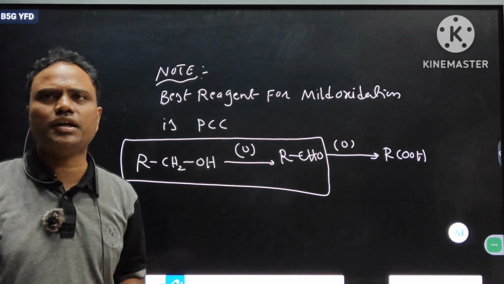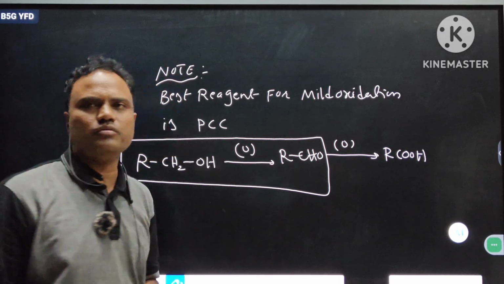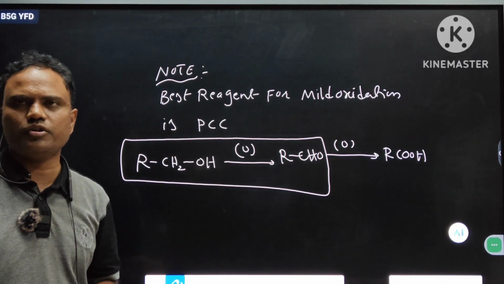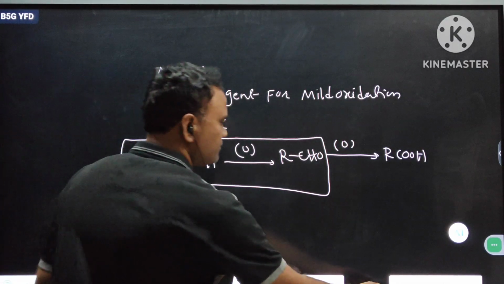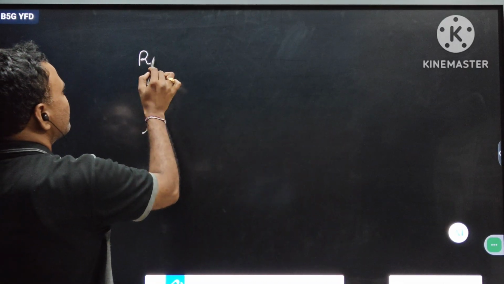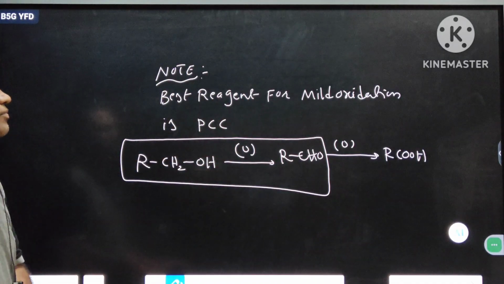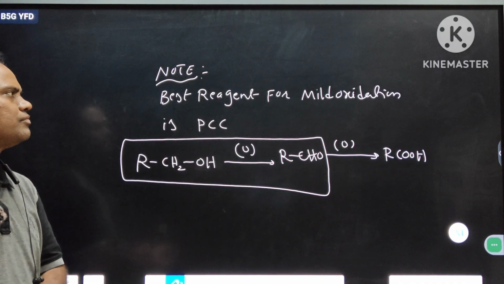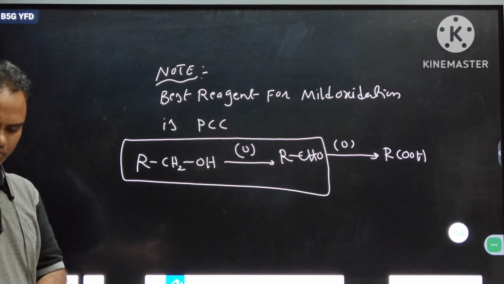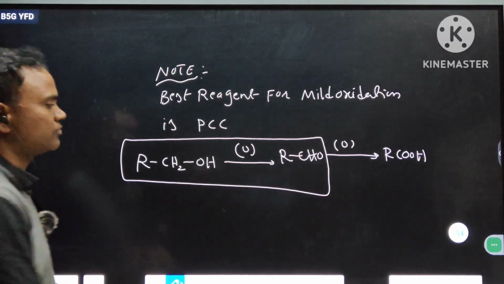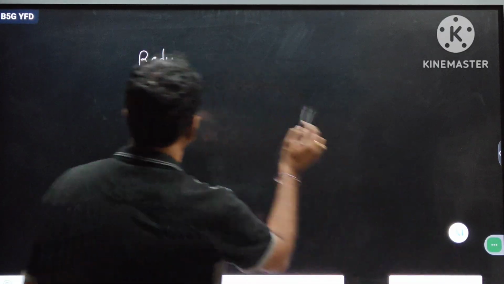Now next, keep heading reduction. Oxidation was over. Oxidation of alcohols. Next reduction.